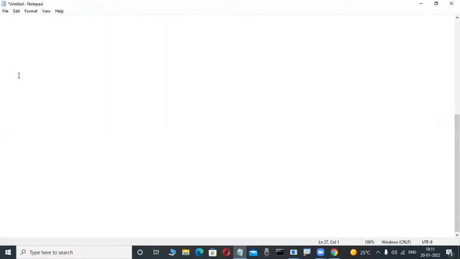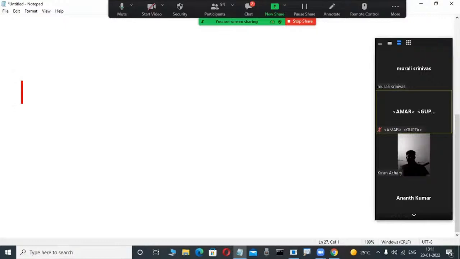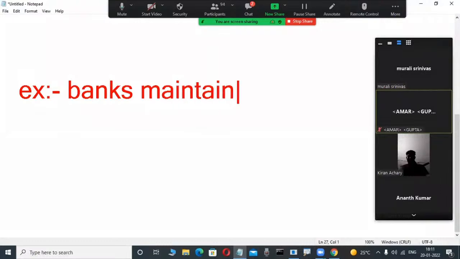For example, observe it here. So many applications are there. One of the applications I'm taking: you take a bank. Banks maintain databases. Observe it here. What is the purpose? They are maintaining a database, storing something.